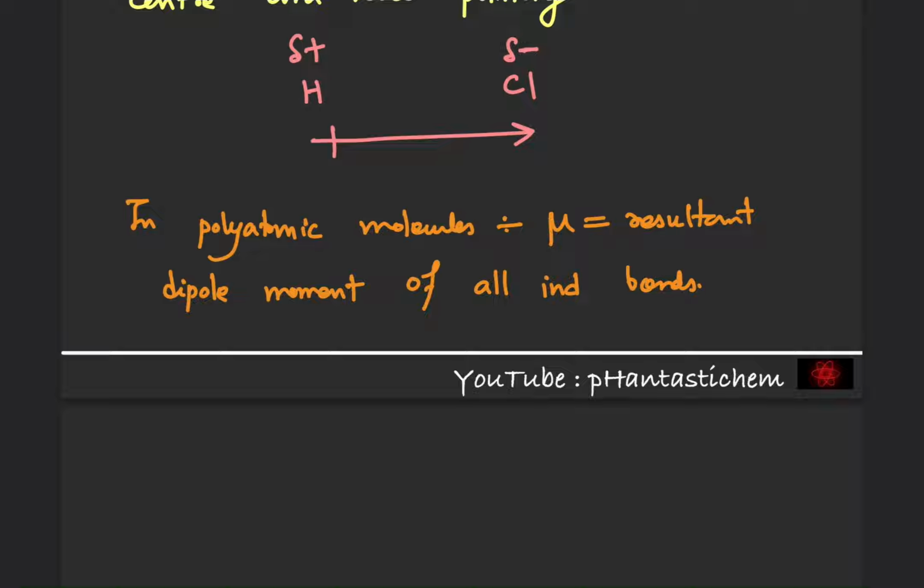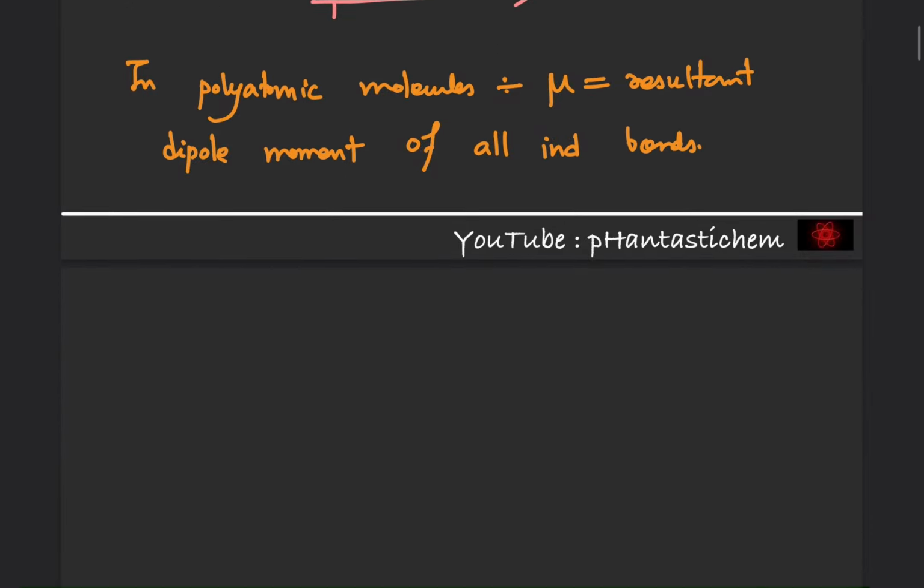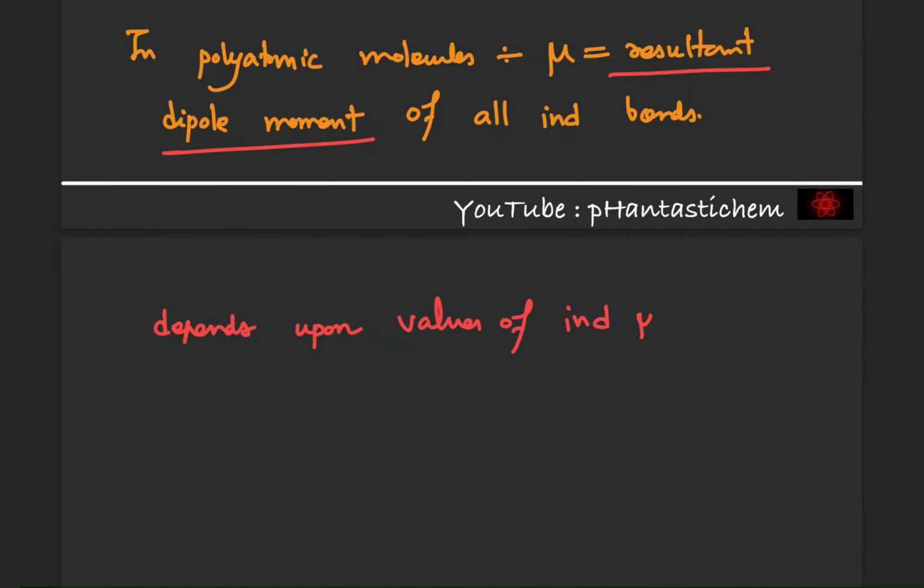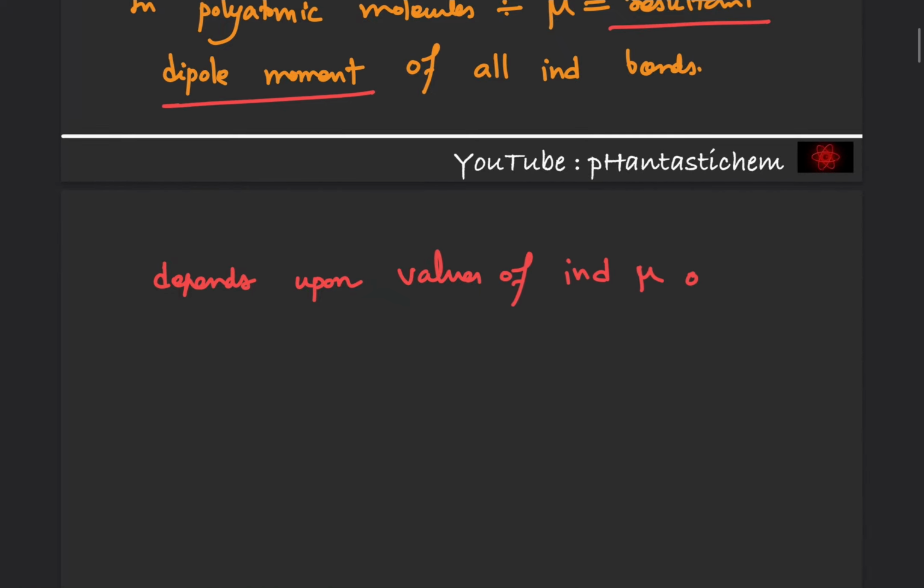Very important. That is, they might have individual dipole moments, but still the resultant can be zero. So that's why the resultant dipole moment depends upon the values of individual dipole moments of the bonds plus their arrangement in space. That is also important.